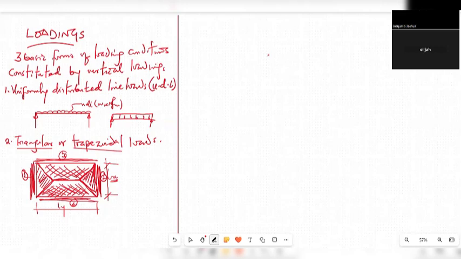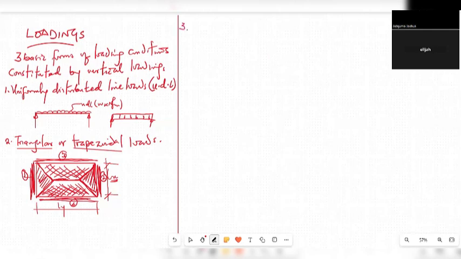Okay, one and two is proportional to the area of the triangle, and three and four is proportional to the area of the trapezium.